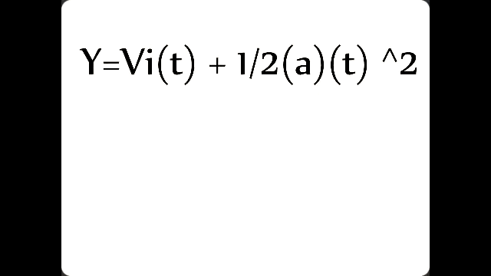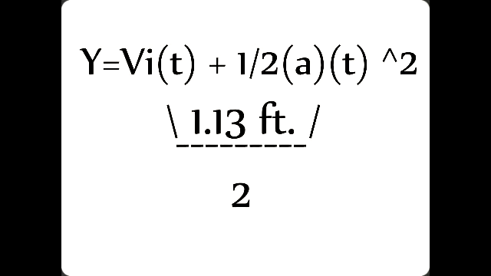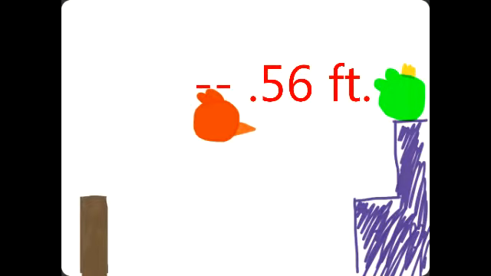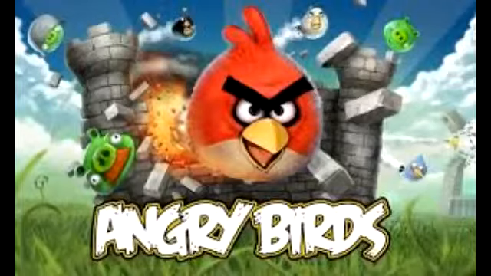We take the equation y equals Vi times t plus 1/2 times a times t squared. Solve the problem and get the answer 1.13 feet. We then take this number and divide it in half to give us a peak height of 0.56 feet. This means that when the bird reaches here in its launch path, it is at its maximum height of 0.56 feet. And now for the fun part of Angry Birds, destroy the fortress.